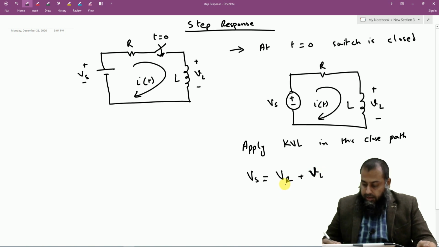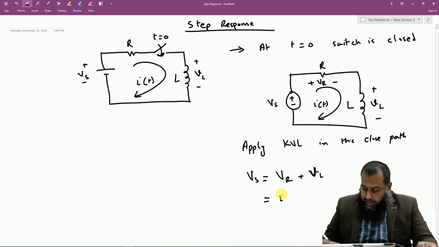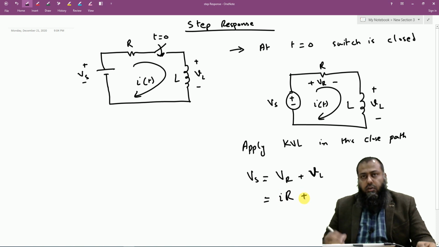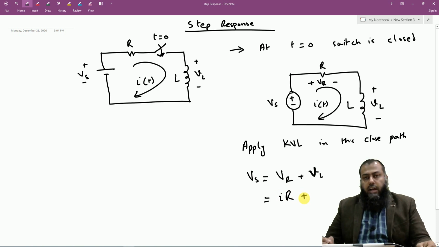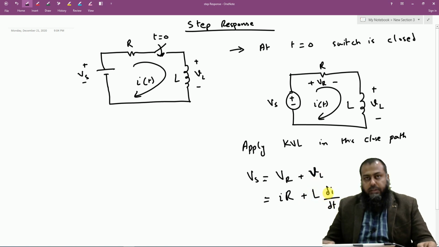Notice here that the voltage across this resistance, VR, is defined by Ohm's law, which is equal to i times R, and the voltage across the inductance is governed by the expression L di over dt. This particular expression is explained in detail in the lecture where we introduce the inductor and the capacitor.